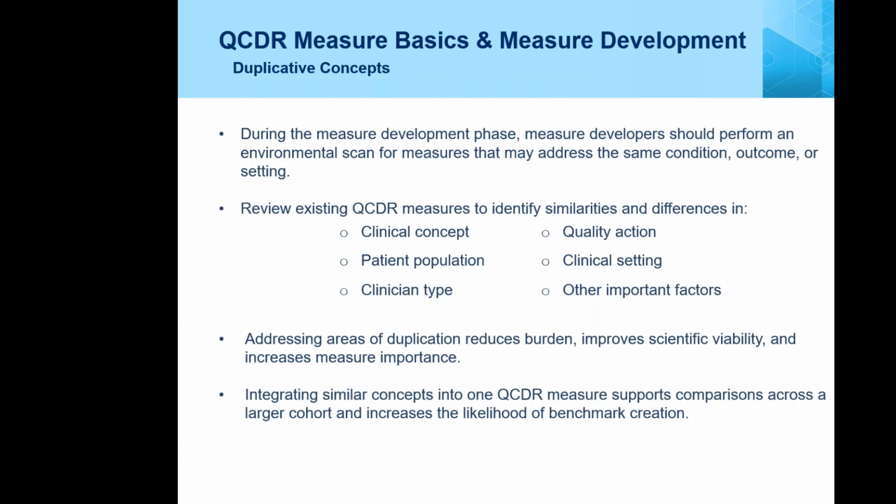So, talking about the duplicative concept, during the measure development phase, it is very useful and expected that you do a thorough environmental scan for measures that may address the same condition, outcome, or setting. You want to review the existing QCDR measures to identify similarities and differences in clinical concept, quality action, patient population, the clinical care setting, the clinician type, or other such important factors. Addressing areas of duplication reduces burden, improves scientific viability, and increases the measure importance. So what happens if 4 QCDRs have very, very similar measures with 4 different measure IDs? Then that means that data cannot be aggregated as one large cohort, which would increase the likelihood of benchmark creation. Next slide, please.